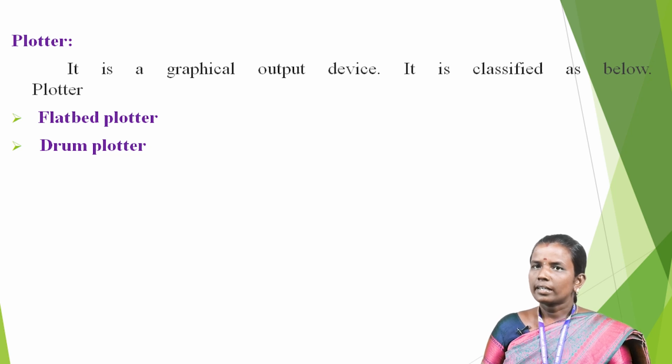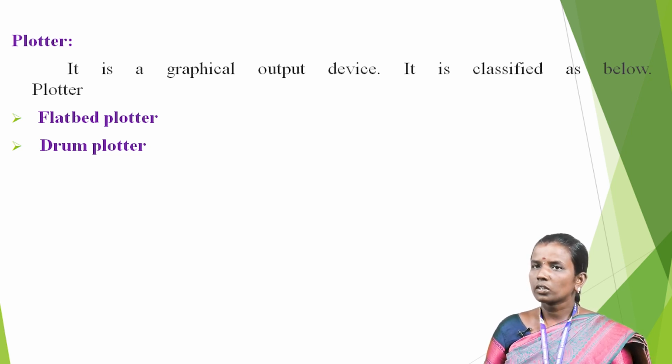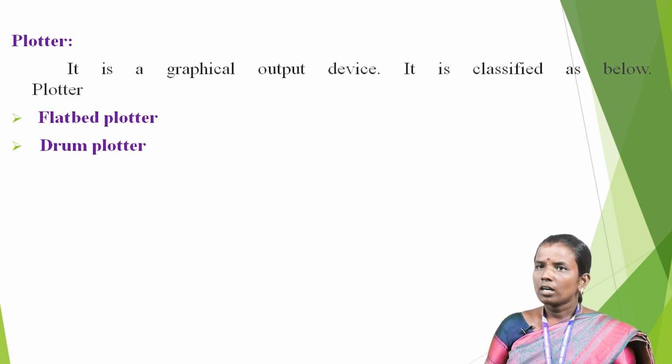Drum plotter. It contains a drum capable of rotating. In this type of plotter, the drum rotates the paper whereas the pen is fixed. These plotters are very costly and not widely used.